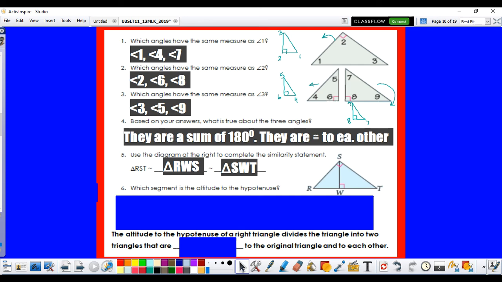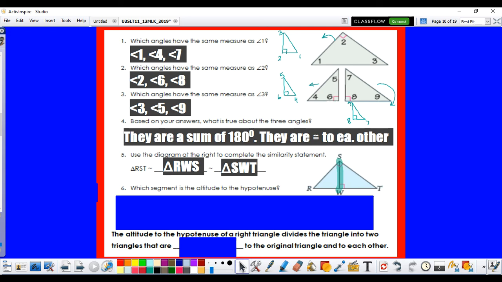All right. And you'll notice the right angle is going to be W for the two smaller triangles. The right angle is S for the larger triangle. So we just need to make sure that they're lined up correctly. So which segment is the altitude to the hypotenuse? If you're looking at our large triangle RST, then hopefully you automatically see that going right through that, dropping right down from the top of that triangle and forming the right angle with the base is SW.